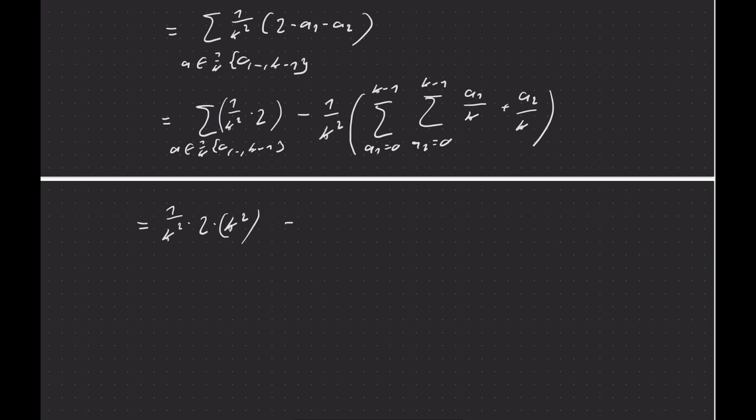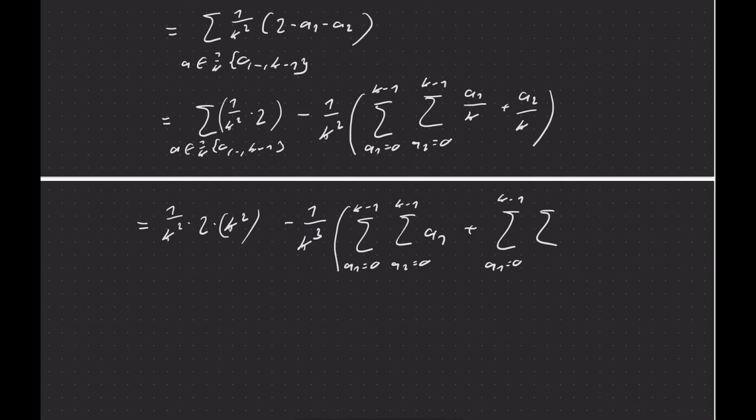Okay, and here, what can we do here? Well, let's also take out this 1 over k here to make things a little easier. So that's minus 1 over k to the third. And then we can divide the sum into 2 parts. First is the sum from A1 equals 0 to k minus 1 and A2 equals 0 to k minus 1 over A1. And then plus that same sum over A2.